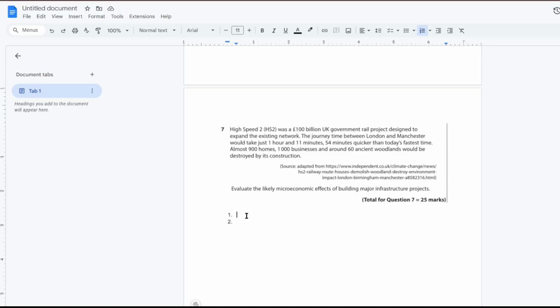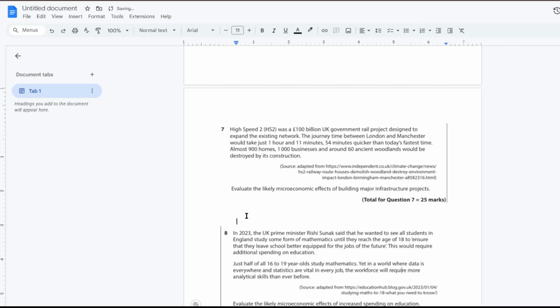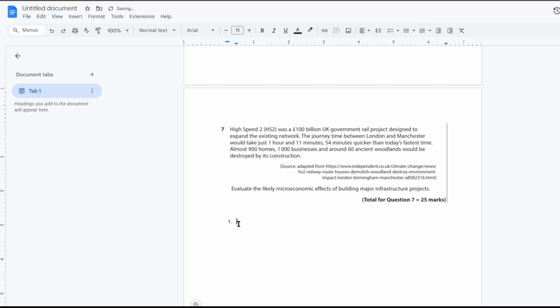So when we're looking at microeconomic effects, I'm probably going to want two paragraphs, primarily. For each of these, I'm going to get a knowledge, application, analysis, and then an evaluation. I'm going to do two of those, and then we're going to have a big evaluation summing up paragraph at the end, a conclusion, if you will.